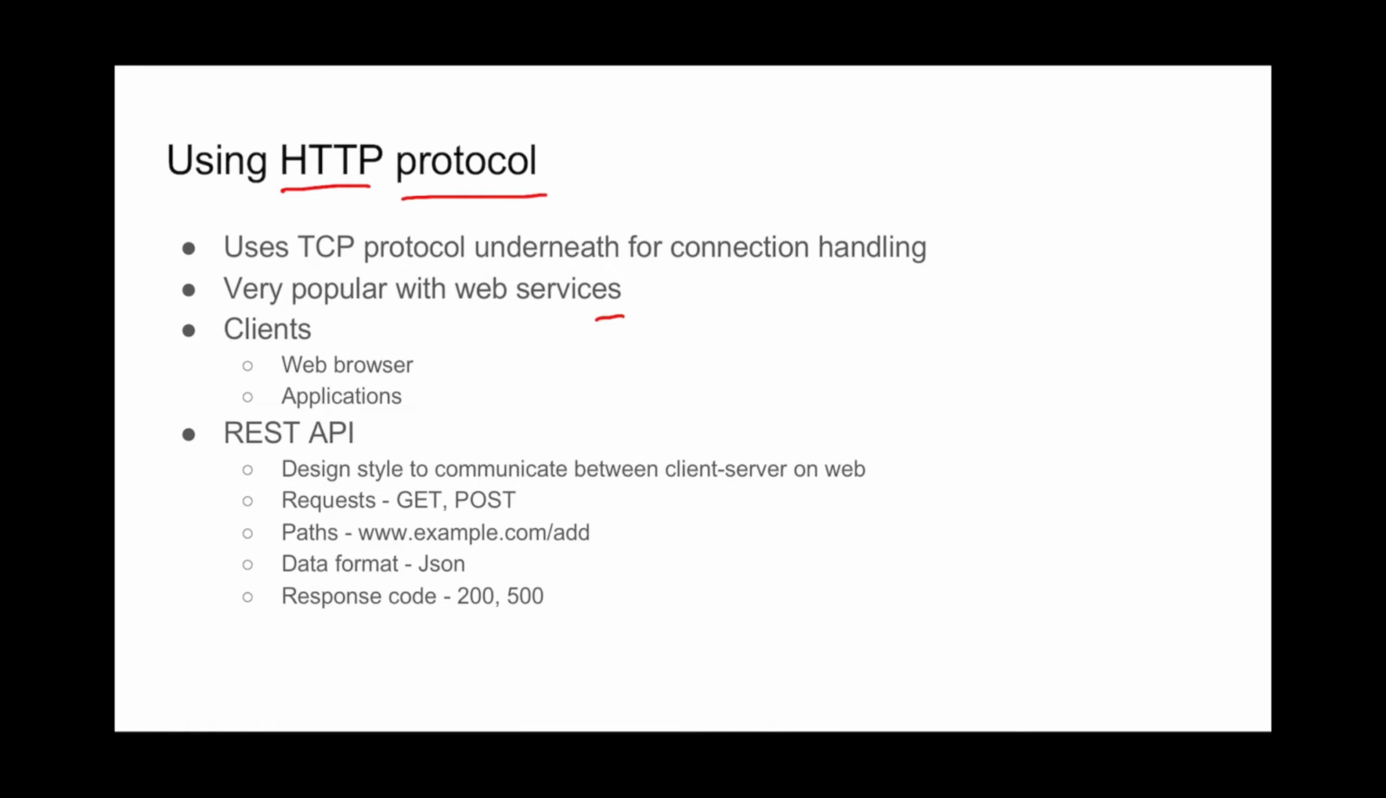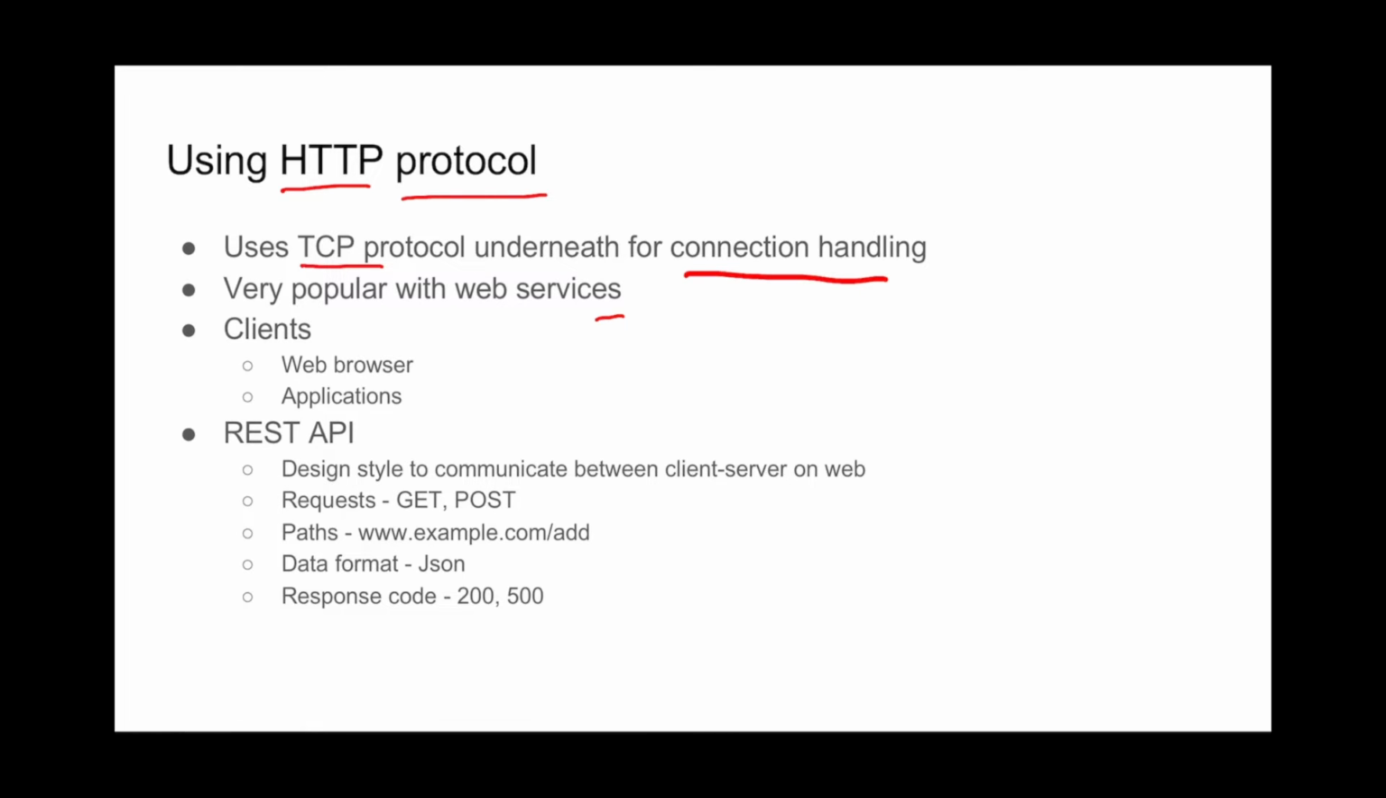And this HTTP protocol of course uses TCP protocol underneath it for connection handling, like making the TCP connection and also handling the congestion and everything. TCP is used in this case. HTTP 3 does not use TCP. It uses a different protocol, but HTTP 1 and HTTP 2 use the TCP protocol for all this connection handling.